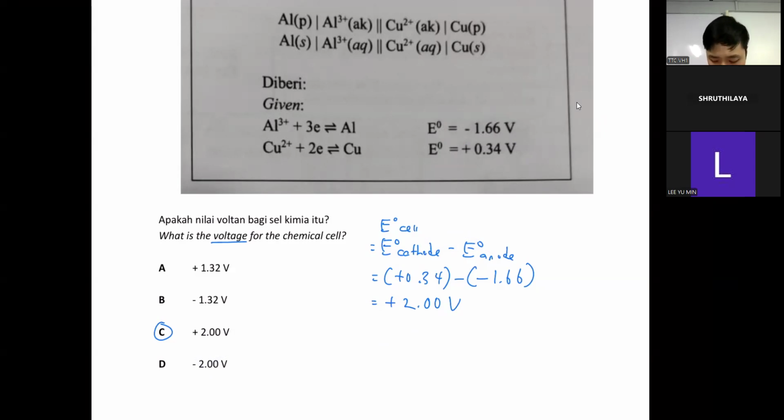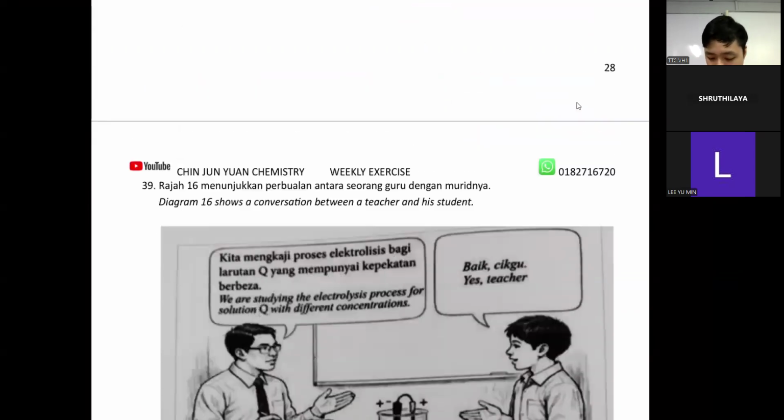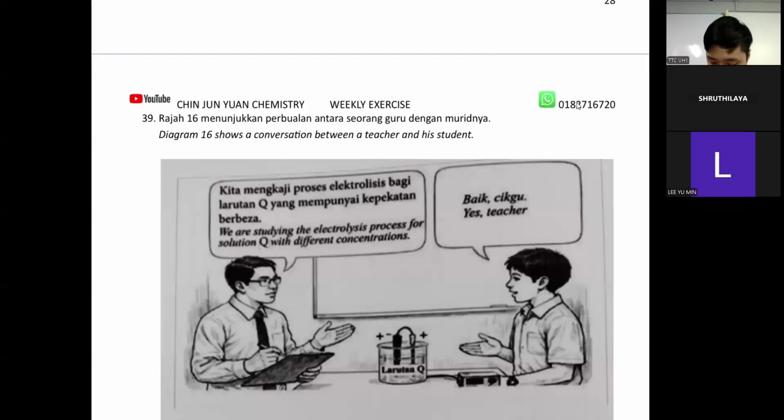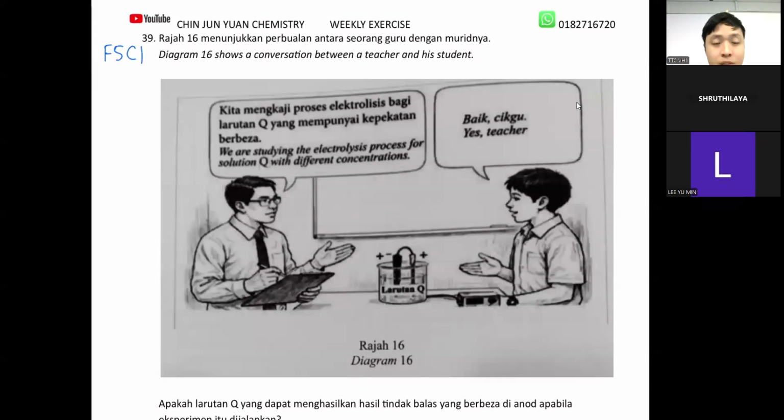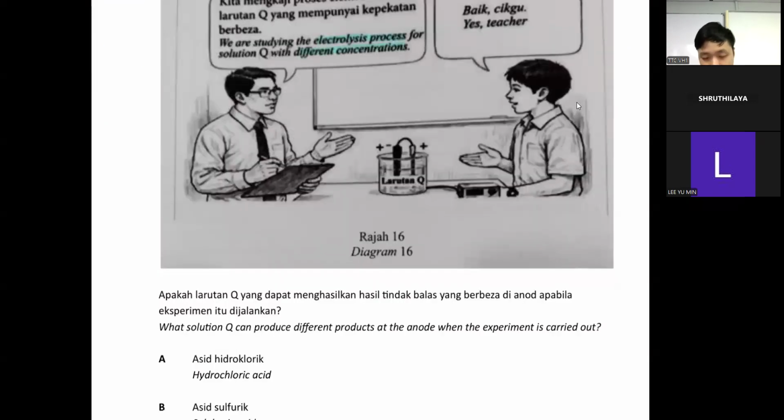Okay. Question 39. Form 5 Chapter 1. This is kind of a tricky question. We are studying the electrolysis process for solution Q with different concentrations. What solution Q can produce different products at the anode when the experiment is carried out? Okay, this is the challenging question. So they are doing an electrolytic cell.